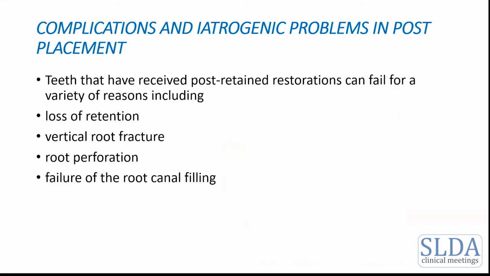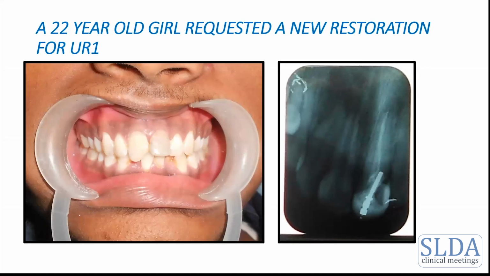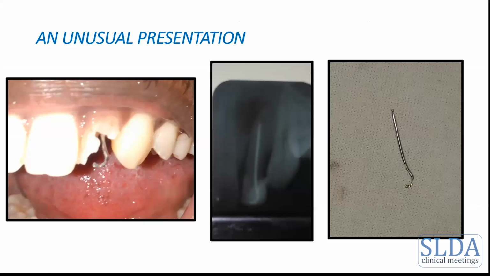Now, complications and iatrogenic problems of post placement. This is a girl who came with a request for a new restoration for upper left one. You can see the direction of the post ended up with a possible root fracture. In the radiograph, you can see there's a radiolucency indicating a possible pathology developing there. So post placement can end up with perforations like this.